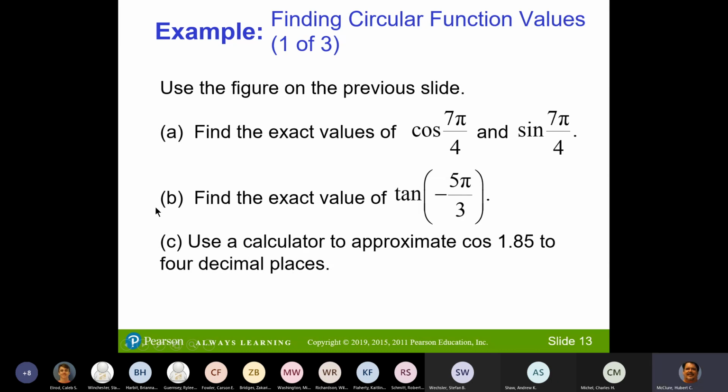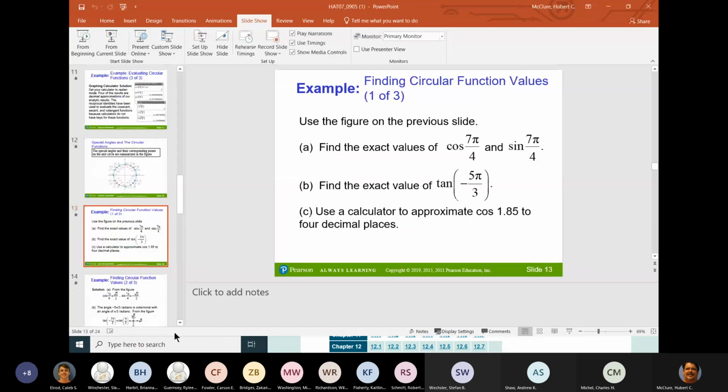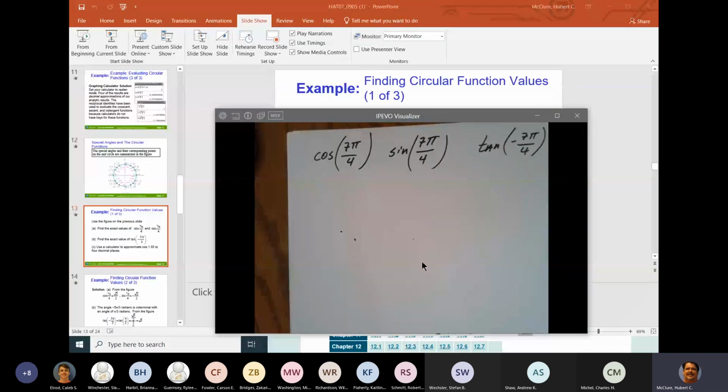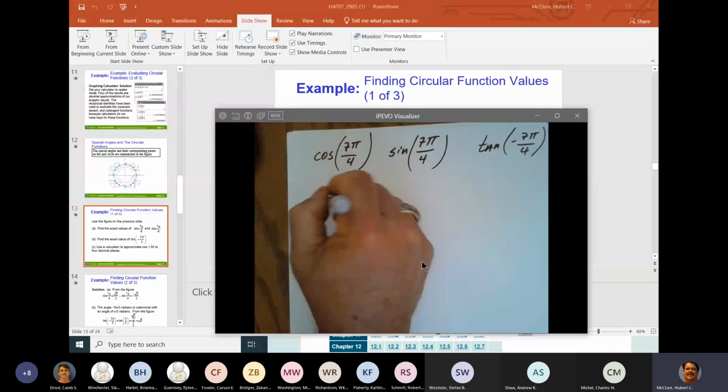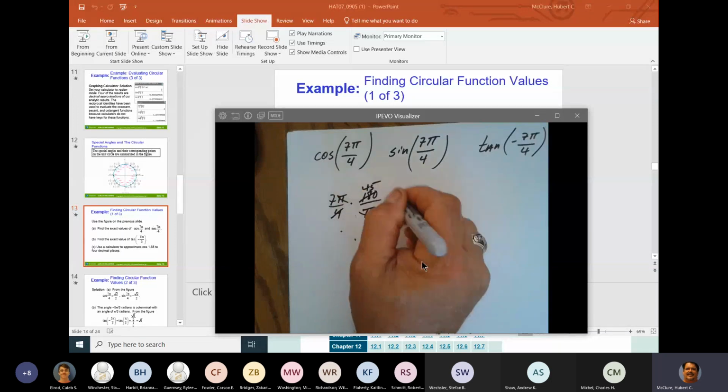But 7 pi over 4, multiplied by 180 over pi. I thought we did this. That'd be 4, that'd be 45, which is 315.